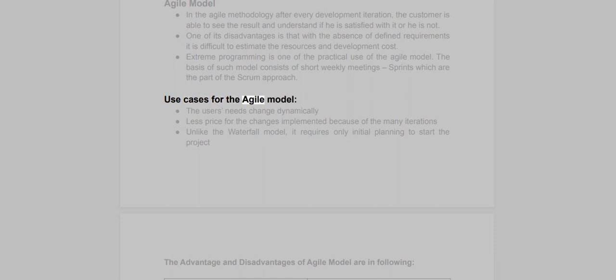Use cases for the Agile model. The user's needs change dynamically. Less price for the changes implemented because of the many iterations. Unlike the waterfall model, it requires only initial planning to start the project. The advantages and disadvantages of the Agile model are the following.